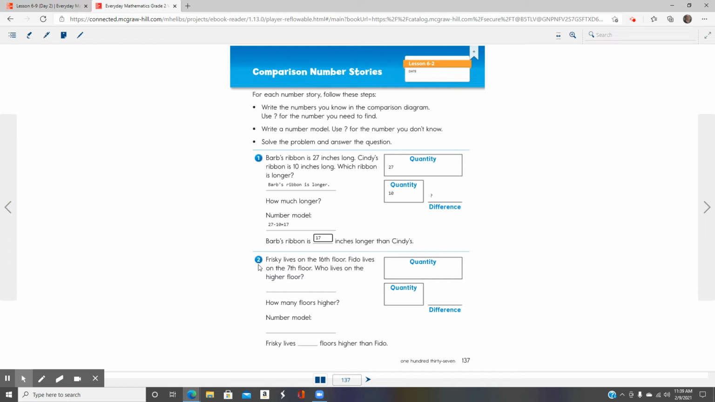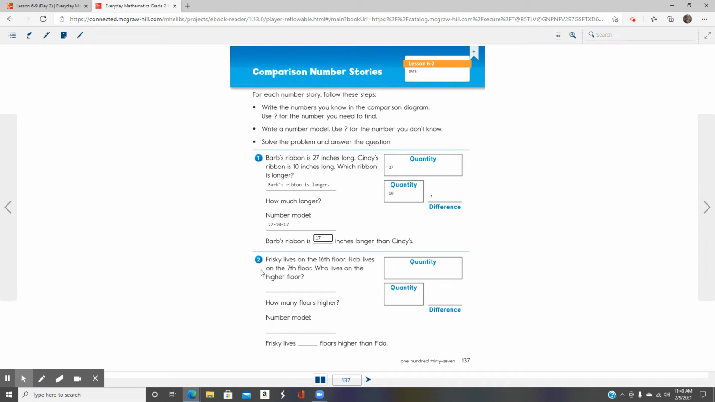This is a word problem. I think about two different animals, Frisky and Fido. Could be two dogs, could be a dog and a cat. Probably not two cats because I've never heard of a cat named Fido before. And neither has Simon. I asked him and he said no.